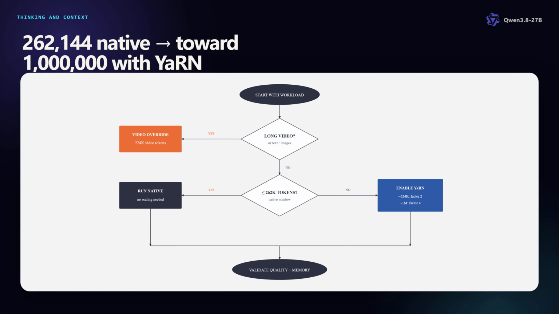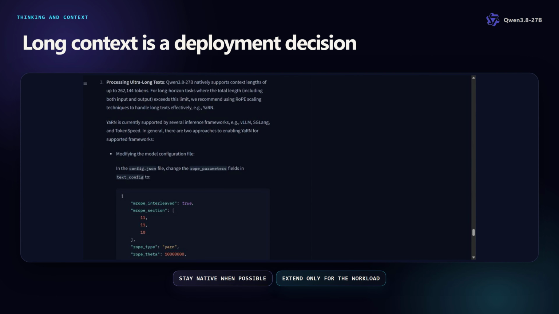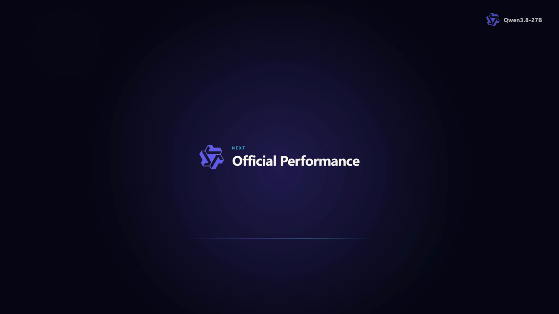Native context is 262,144 tokens. Yarn can extend it toward 1 million, but common runtimes use static scaling. Leaving maximum scaling enabled can reduce quality on short prompts. Stay native when possible. Extend context only when the workload requires it. Long context is a deployment decision, not free capacity.